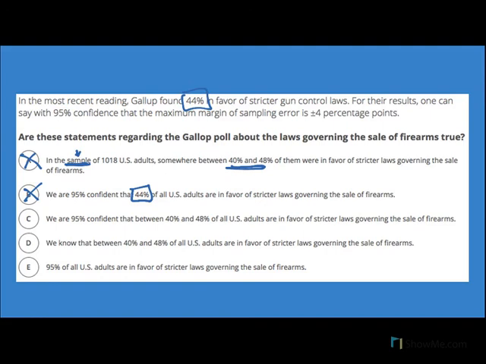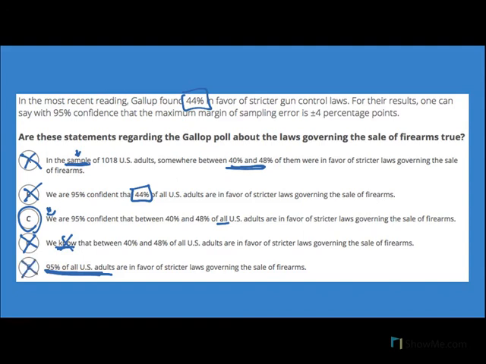C says we're 95% confident that between 40 and 48, so far so good, of all U.S. adults, we're talking about the population, good, are in favor of stricter gun laws. We included context, so C looks happy. D says we know, we never know anything, absolutely not. That's already a magic X out. And then E says 95% of all U.S. adults, really hugely misinterpreting what the 95% tells us, right? Plus it doesn't even make sense because they told us that the sample is 44 and our margin of error is 4%. How would it be 95% in favor? That's silly. So absolutely not even close.